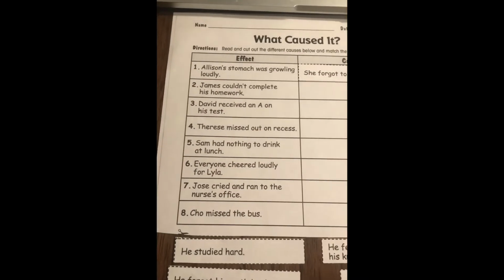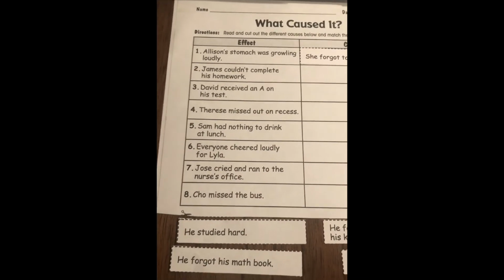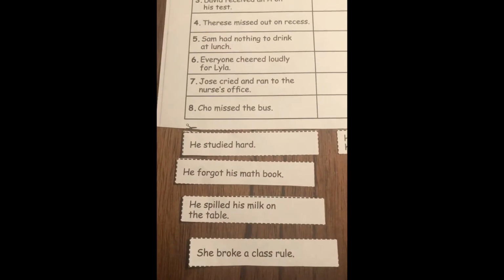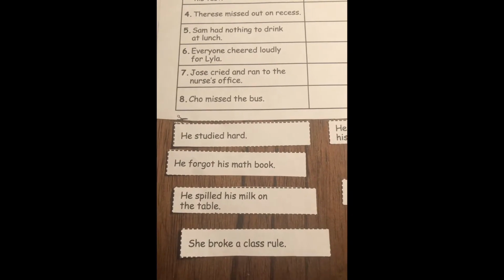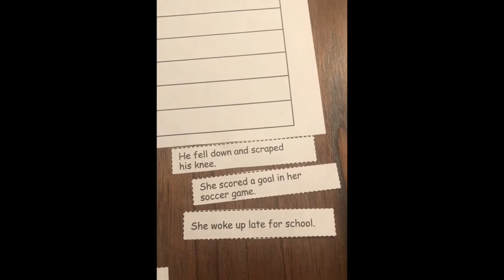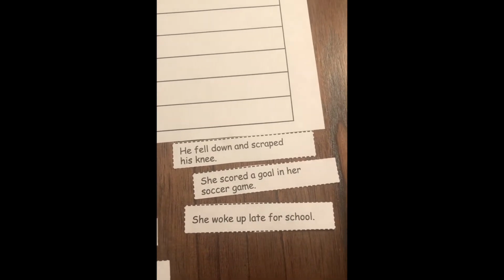Next, we have James couldn't complete his homework. So why couldn't he complete his homework? He studied hard. He forgot his math book. He spilled his milk on the table. She broke a class rule. He fell down and scraped his knee. She scored a goal in her soccer game. She woke up late for school.